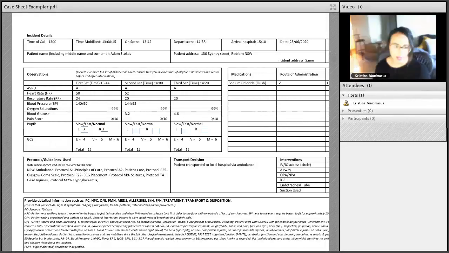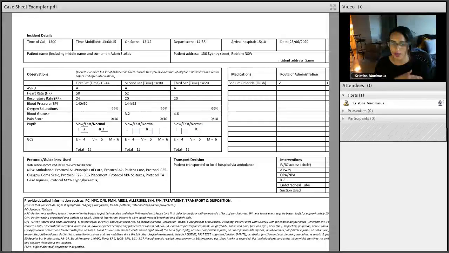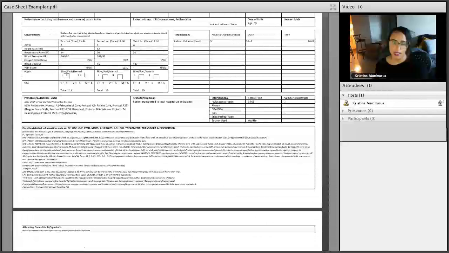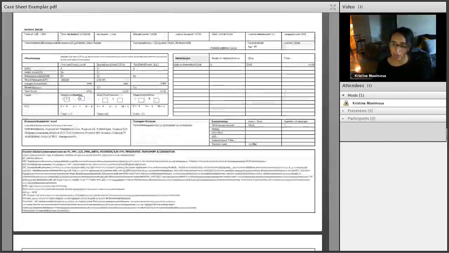So, query syncopal episode, query seizure, query hypoglycemic. You may have 1, 2, or 3. You might have a primary one, a secondary one as well. So you might say query seizure, secondary, or to X, Y, and Z. And then your disposition is where you finally transported that patient to. And then you make sure that you always have to sign and date your patient report form at the end.